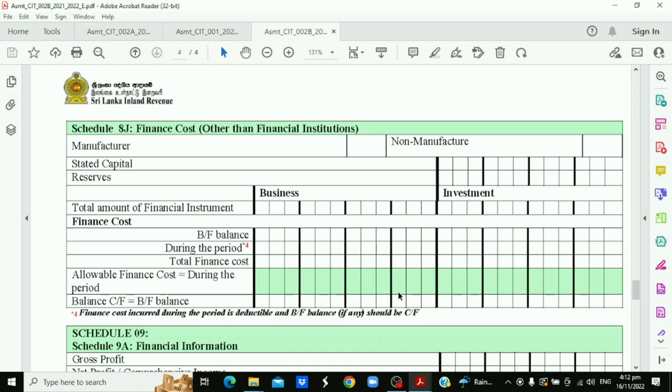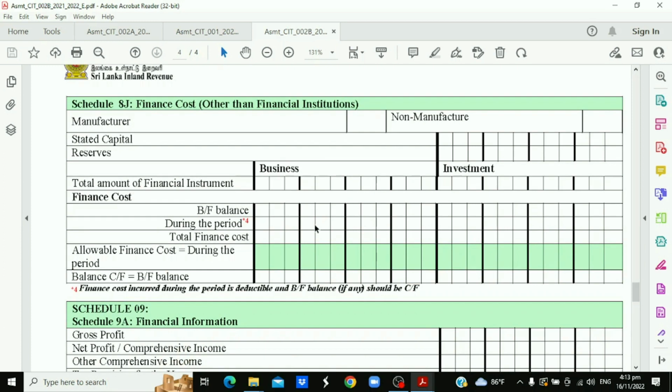Earlier we needed to separate this, as it was applicable to manufacturers and non-manufacturers, but with the recent tax amendment it is not possible to categorize those two, right? Only one application for all the entities. And this is only applicable for companies, why? There should be share capital and reserves, then only we can apply the schedule, section 80.